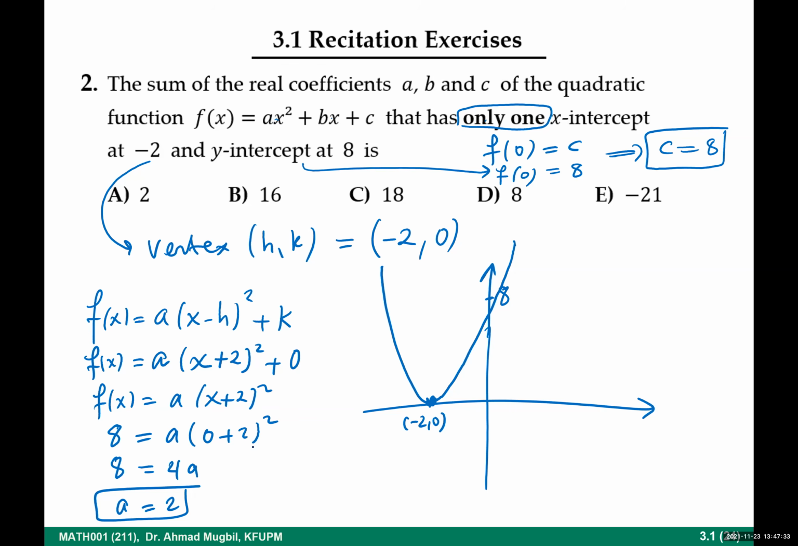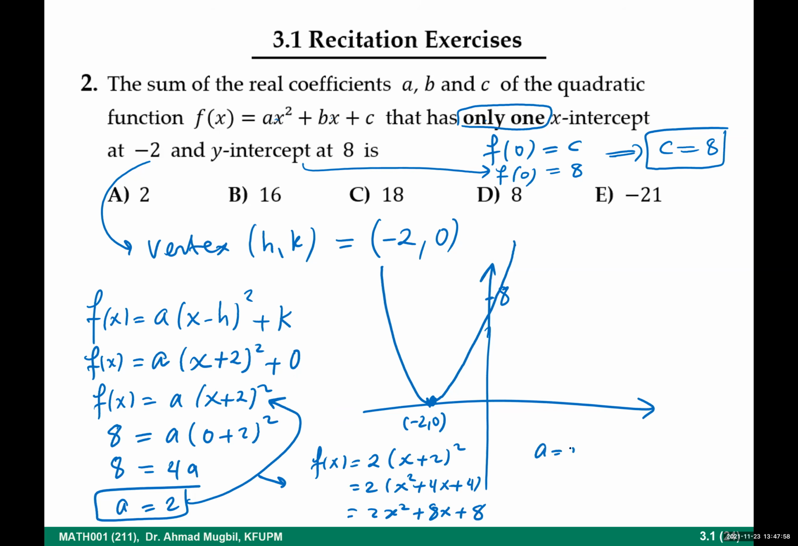Now let's go back to the function. Go back here. What will you get? F of x will be equal to 2 times (x plus 2) all squared, which is what? 2 times (x squared plus 4x plus 4), which is what? 2x squared plus 8x plus 8. Look at C. C is 8. A is 2. B is 8. C is what? What was the question? It is about what? Find the sum of the real coefficients. What is the sum of the real coefficients? It is C.